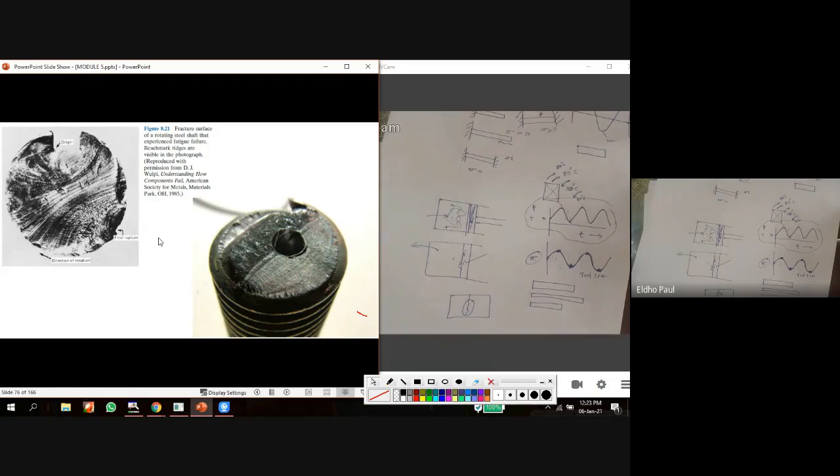What is the easiest method to remove such fatigue failure?